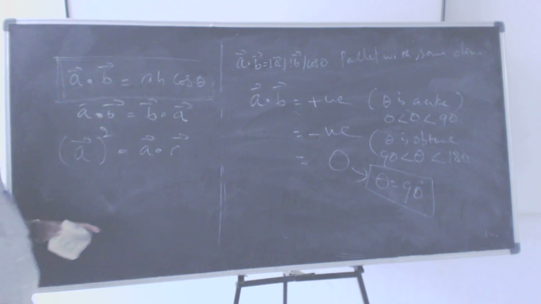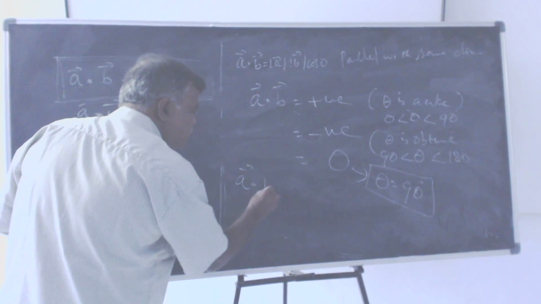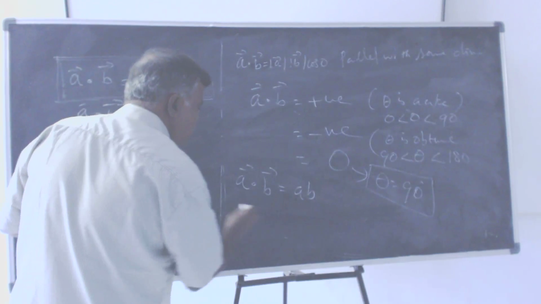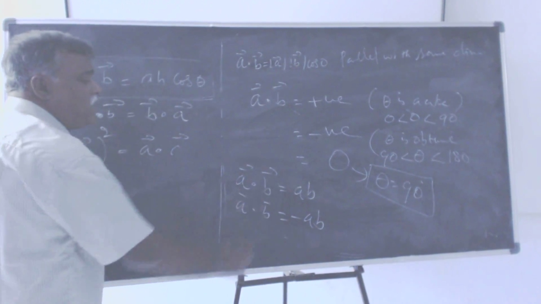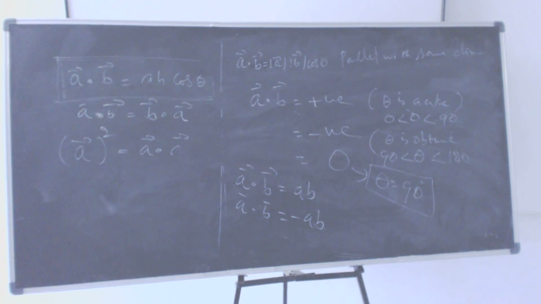And A dot B equal to AB. This is also a very important result. AB, A dot B equal to minus AB. A dot B equal to AB means the two vectors are parallel with the same direction. A dot B equal to minus AB means the two vectors are parallel with the opposite direction. A dot B positive means theta is acute. A dot B negative means theta is obtuse. A dot B equal to 0 means the two vectors are perpendicular to each other.